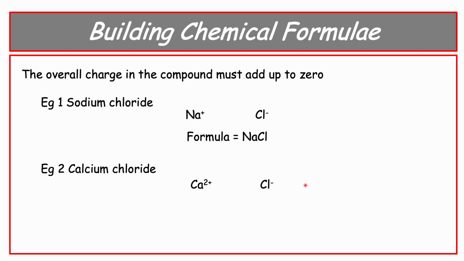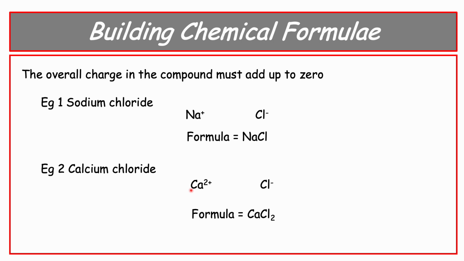That's clearly not going to give me 0, so I'm going to have to manipulate the numbers a little bit. I need this +2 to be balanced out and cancelled by this. So therefore, I'm going to need 2 lots of the chloride ion. And only 2 lots of chloride is going to be enough to balance out the calcium. So my formula would be CaCl2. 2 plus from calcium, 1 minus from chloride, but there are 2 of them, so it's 2 minus in total. 2 plus, 2 minus, that equals 0.